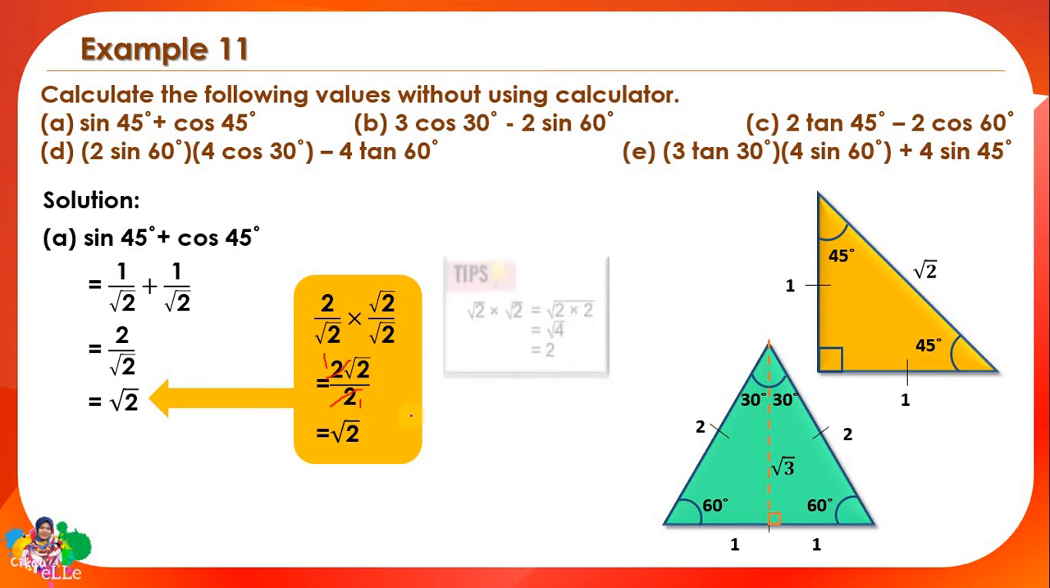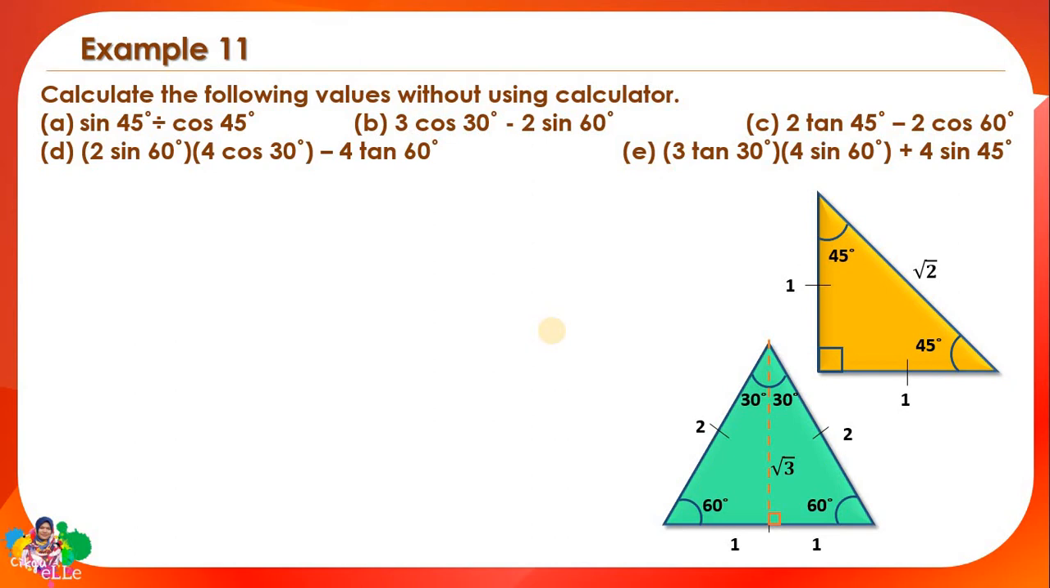The tip is here. You have learned this in Form 1. Square root 2 times square root 2, you will get square root of 2 times 2. 2 times 2 is 4. Therefore, square root 4 is 2.